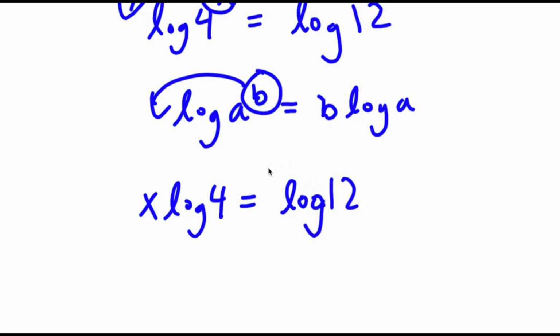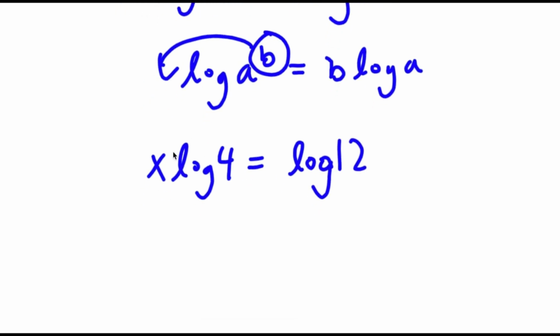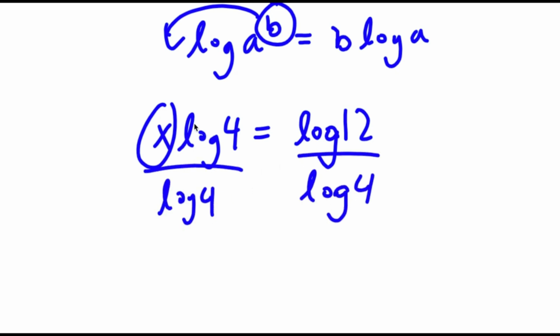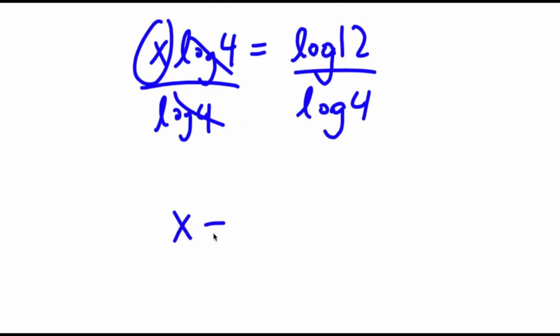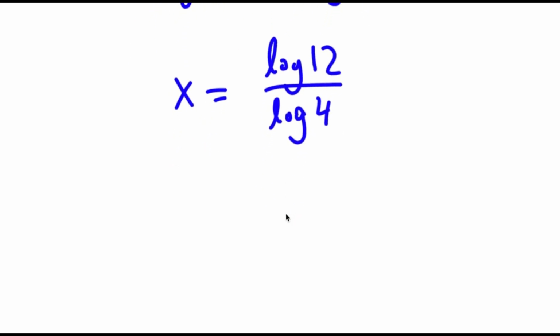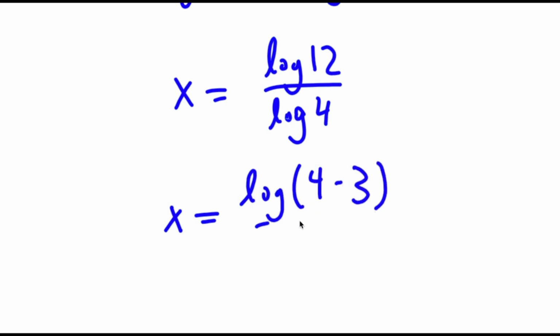Now we obviously want to isolate x here, so to do that, I have to get rid of this log 4 by dividing on both sides. So then these two cancel out, and now I have x is equal to log 12 over log 4. Now, log 12, that's equal to log 4 times 3. Now I have this over log 4.